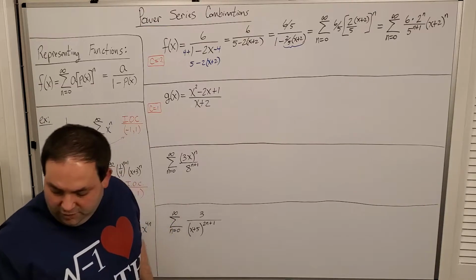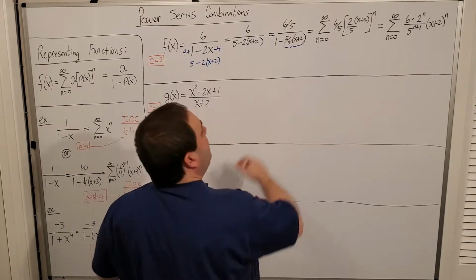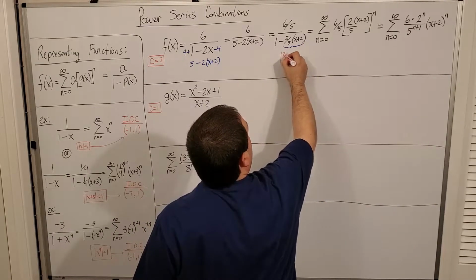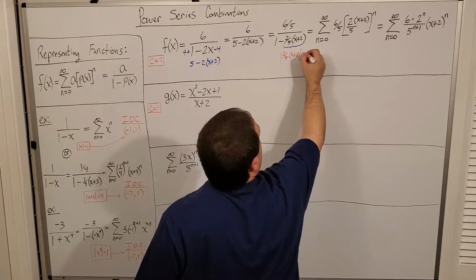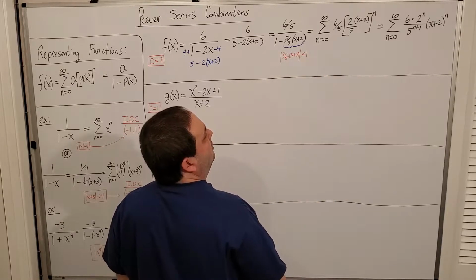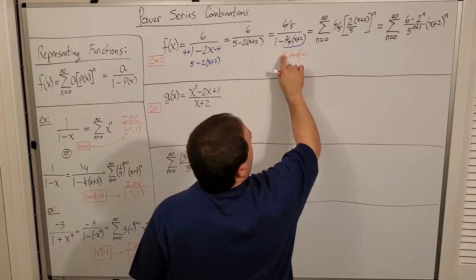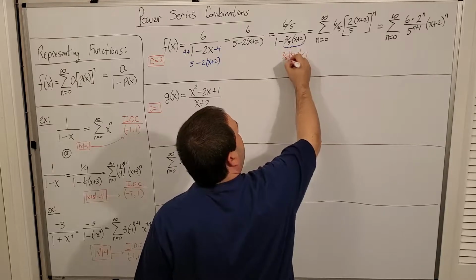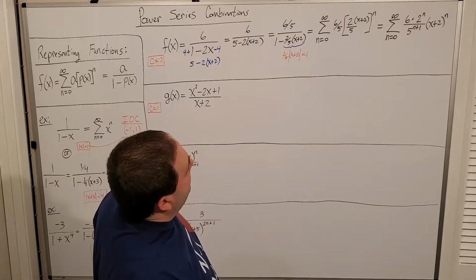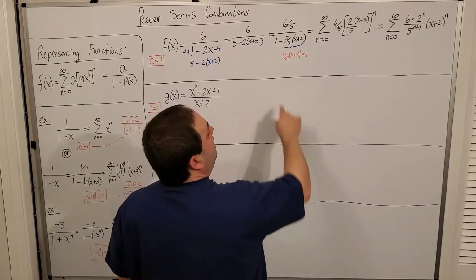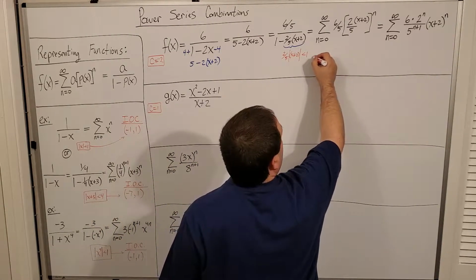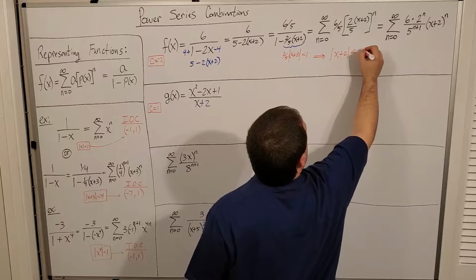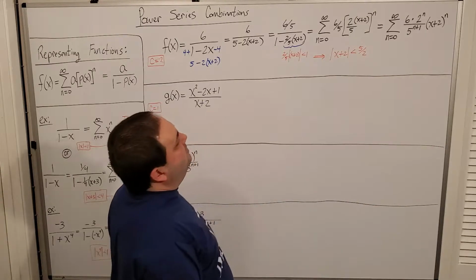Okay, what about interval of convergence? Well, again, here's my r, right? So the absolute value of that guy has to be less than 1. But I can take the absolute value of the 2/5, right? That's just going to be 2/5. So I have 2/5 times the absolute value of x plus 2 is less than 1. Multiply by the reciprocal. That's going to tell me that the absolute value of x plus 2 has got to be less than 5/2.